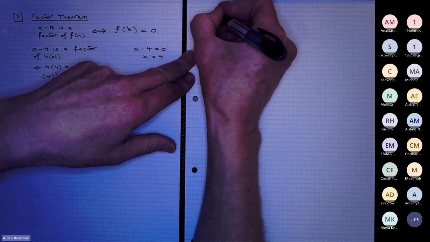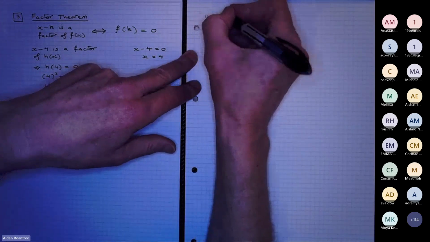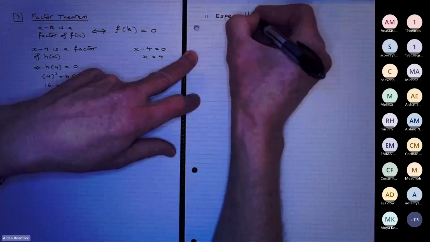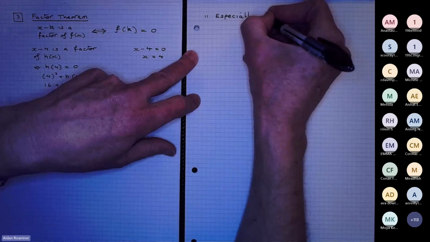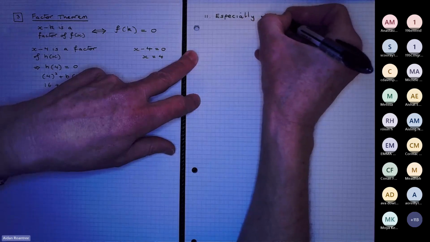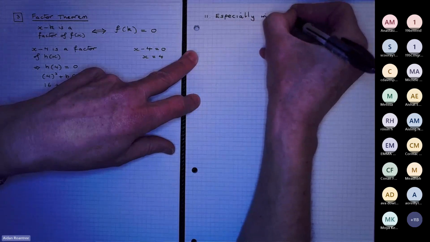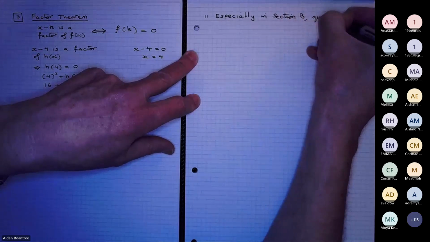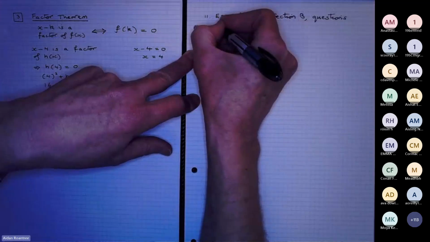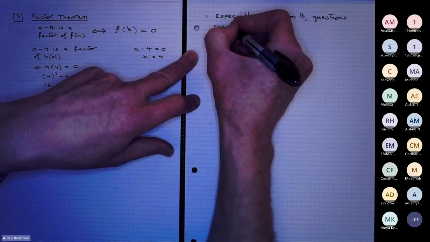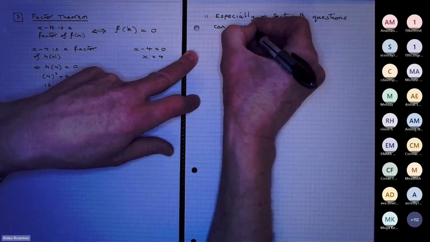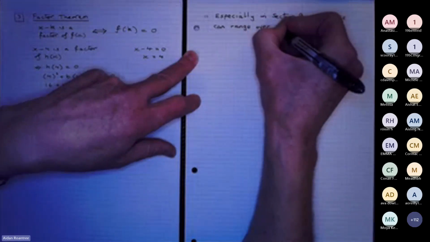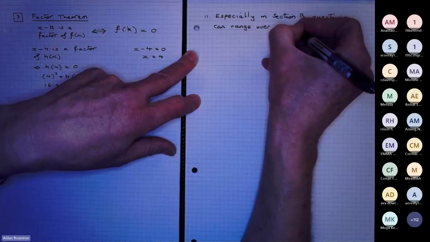I'll just say here, especially in section B. Section B, as I'm sure you know, are the long questions at the end of each paper, the 50-mark questions. But especially in section B, questions can range over many topics. And it's one of the reasons why you're not really encouraged to go through past paper questions until near the end of sixth year when you've got all the topics covered.